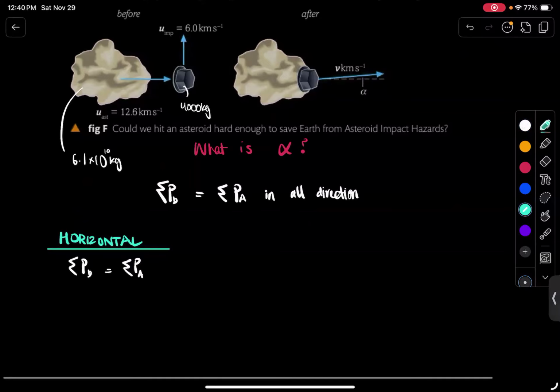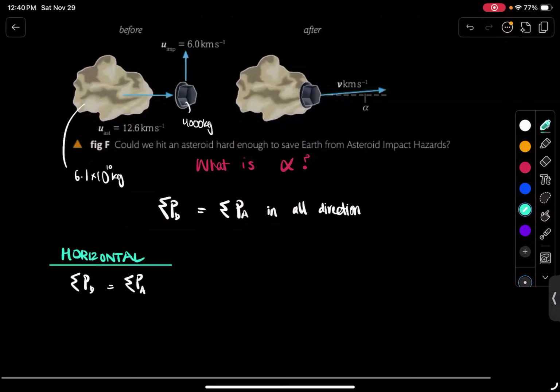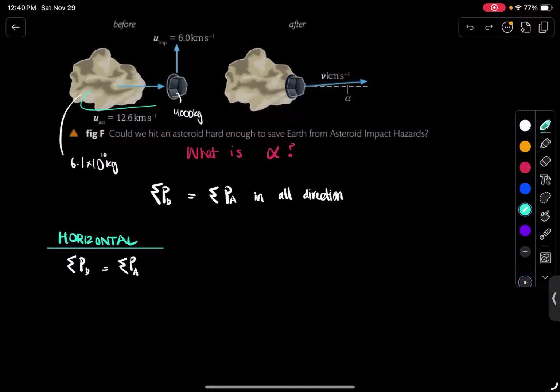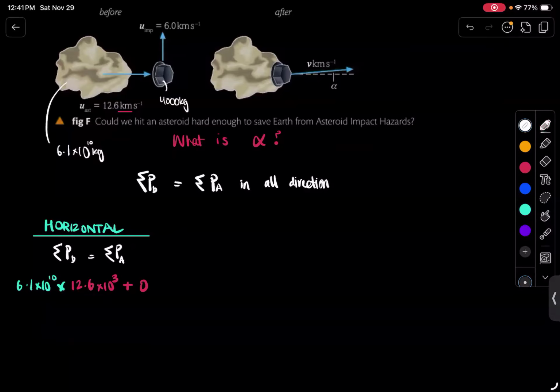What is the total momentum before collision, horizontally? It's the mass of the asteroid with its horizontal velocity. That's going to be 6.1 times 10 to the power 10 multiplied by the horizontal velocity, 12.6 kilometers per second. Be careful, that's 12.6 times 10 to the power 3. Plus, does the impactor have any horizontal velocity? No, it's zero.